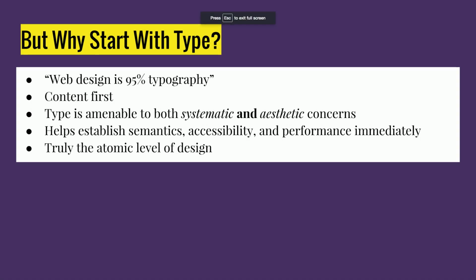So I've sold you on systems. I've shown you that they're a part of design history. I've shown you that they have a real benefit to designers and developers and PMs and business people. But why start with type?